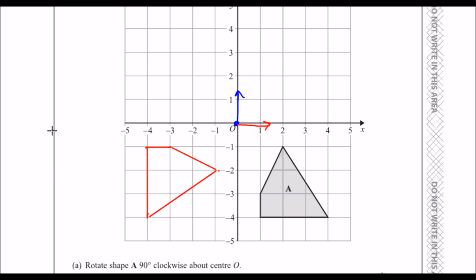So the same shape rotated 90 degrees clockwise about the center, holding the tracing paper on the origin and spinning it around 90 degrees.